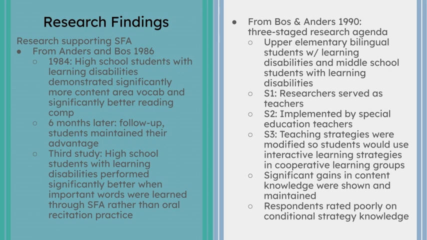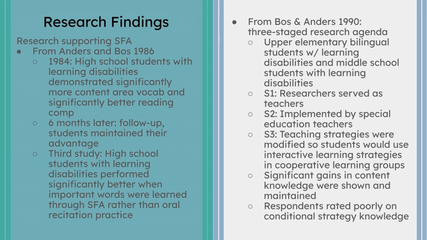And then 6 months later, they had a follow-up where the experimental group maintained their advantage. And then in a third study, they found high school students with learning disabilities performed significantly better when important words were learned through SFA rather than through oral recitation practice. And then in their 1990 article, they discussed their 3-stage research agenda on interactive teaching and learning strategies.